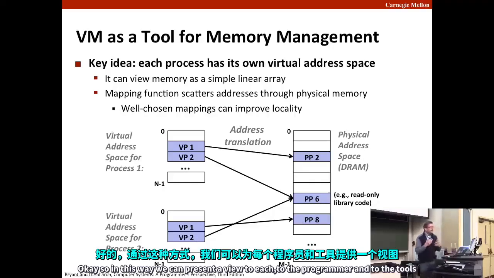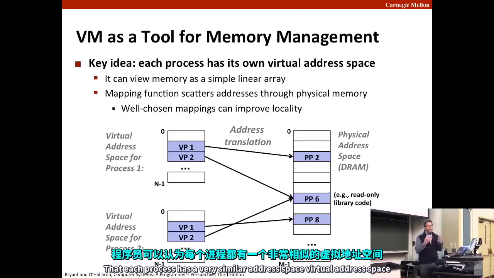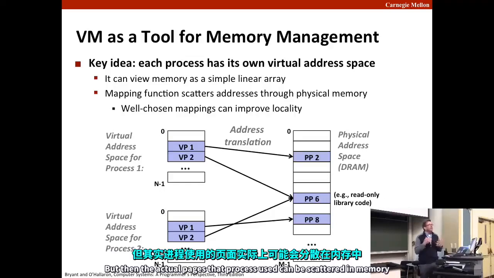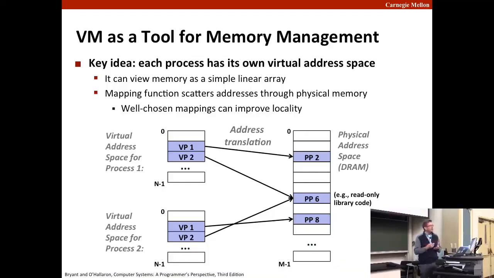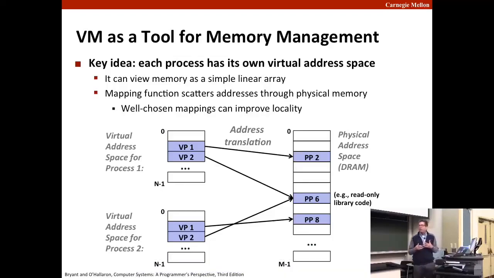In this way, we can present a view to the programmer and to the tools that each process has a very similar virtual address space. Same size address space, code and data start at the same place. But then the actual pages that the process uses can be scattered in memory. And then it gives us the most efficient way to use the memory.